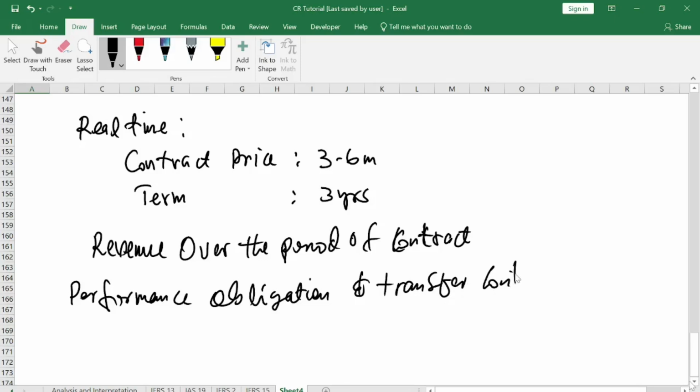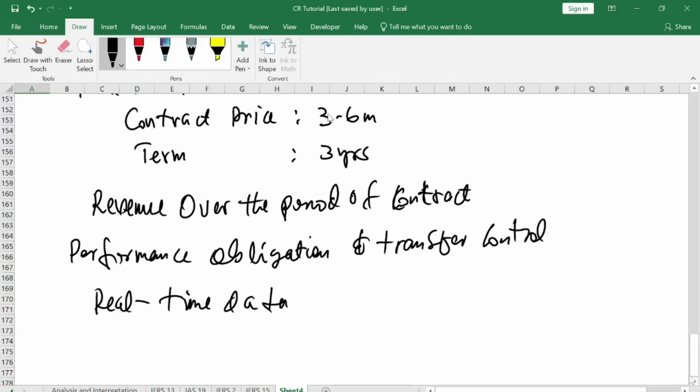Transfer of control. Once you pay this money, there should be a performance obligation on the side of the company to also provide real-time data updates for you. When they receive this money, they cannot instantly record 3.6 million in their books, because they have a performance obligation to execute. The obligation is not instant, because it will be over the period of the contract.